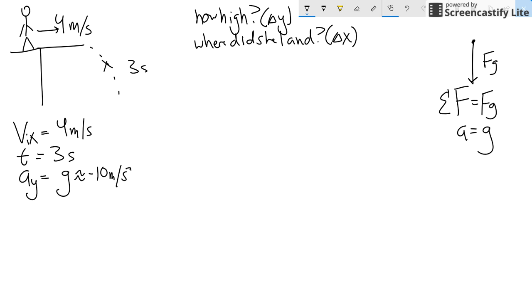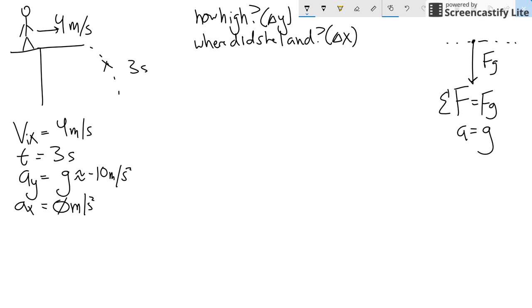If I look back over here at my FBD, I see that there are no horizontal forces, which means I have no horizontal acceleration. It's totally balanced in the horizontal direction. So my acceleration in the x direction is going to be 0. Great.